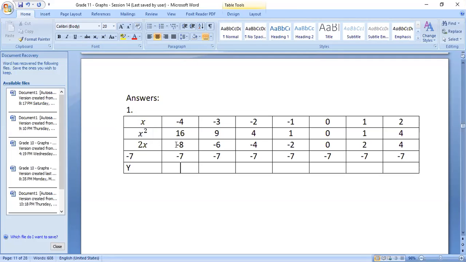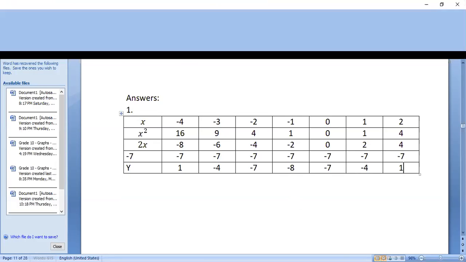16 minus 8 will be 8. 8 minus 7 will be 1. Sorry, 1. 9 minus 6 is 3. 3 minus 7 will be -4. 4 minus 4 is 0. 0 minus 7 is -7. 1 minus 2 is -1. -1, -7 means -8. 0, 0, 1 plus 2 is 3. 3 minus 7 is -4. 4 plus 4, 8. 8 minus 7 will be +1.